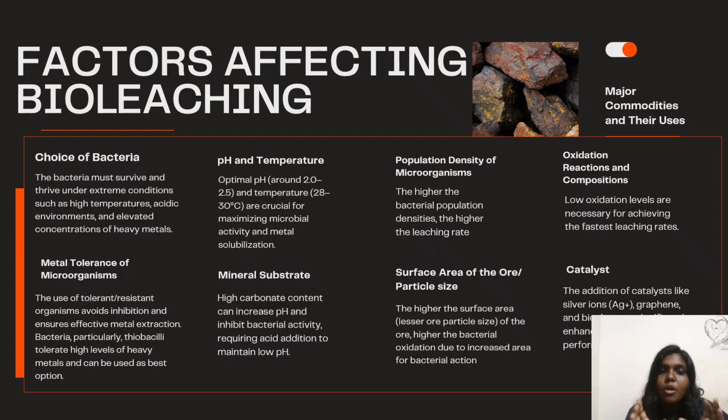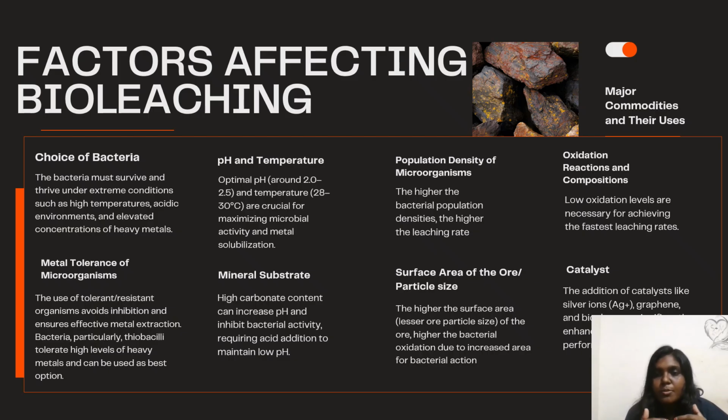So for the bacteria to work optimally and in a better condition, we are going to give them an optimal pH and an optimal temperature, which should be around 2 to 2.5 for the pH, and the temperature should be around 28 to 30 degrees. And the population density of the microorganisms: the higher the bacterial population, the higher the leaching rate. So the more bacterial population that we spray on the leach, the more metal extract that we are going to get.